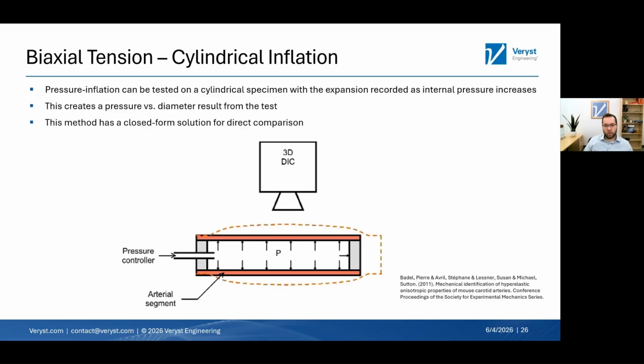For biaxial tension for a cylinder, you can actually get a good biaxial state with a closed form solution just by pressurizing it and letting it inflate, and then recording the deformation. DIC is a great way to do this. As it expands and you get the deformation, you have a form of stress strain curve that you can calibrate to pretty easily. This is particularly advantageous for blood vessel testing, such as arteries, because then you don't lose the residual stress in the tissue that you get if you cut it open and lay it flat.